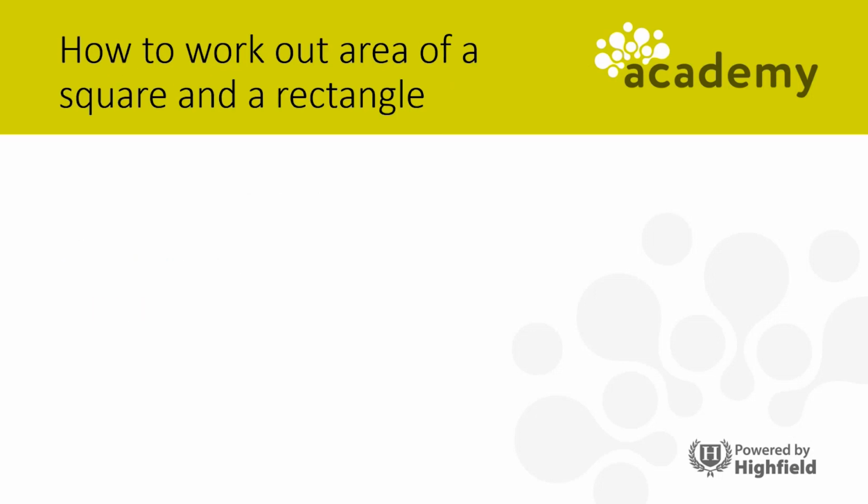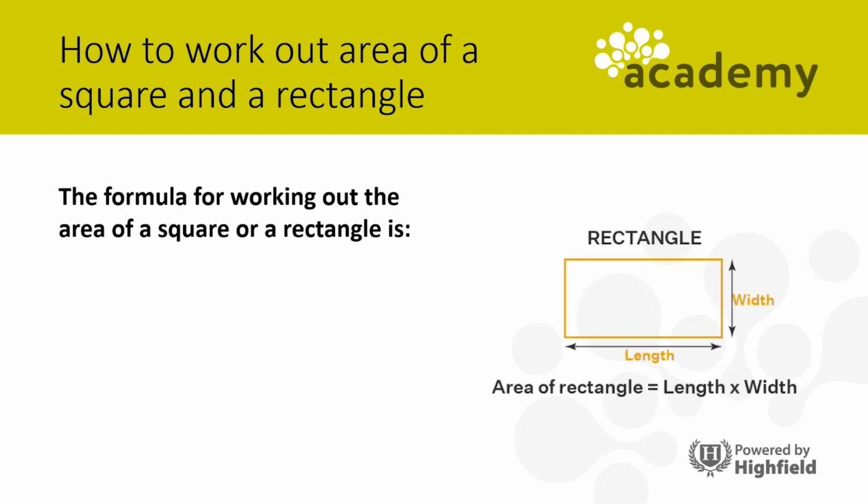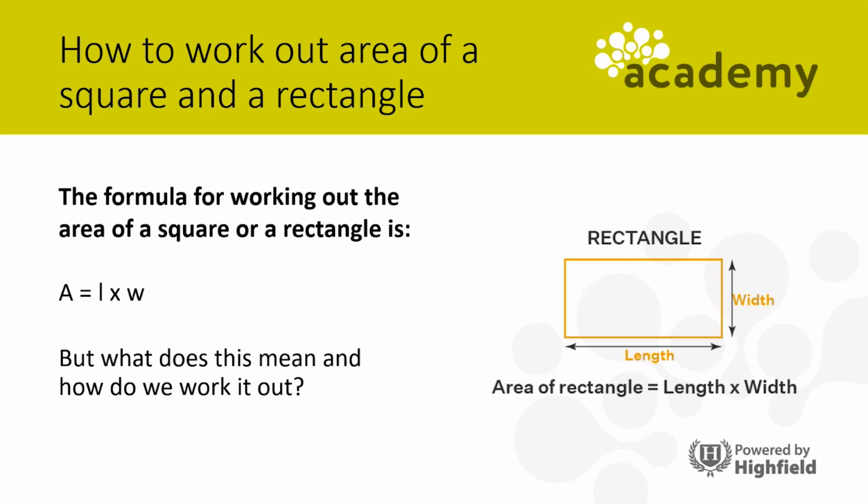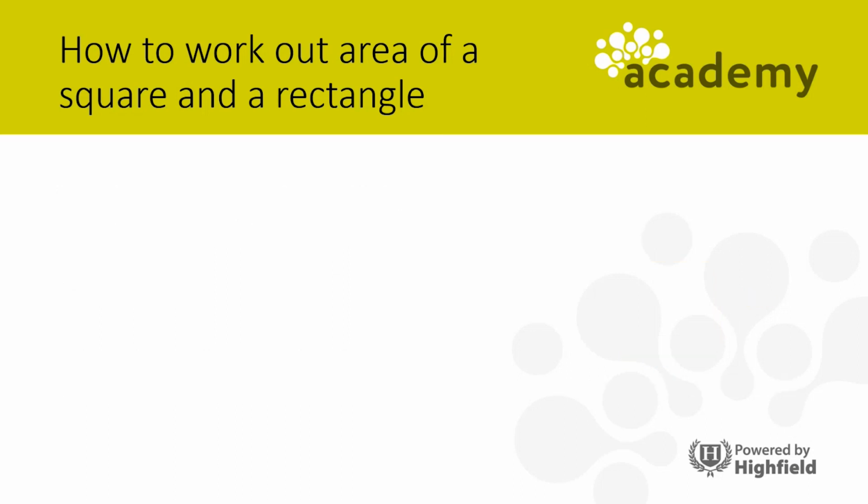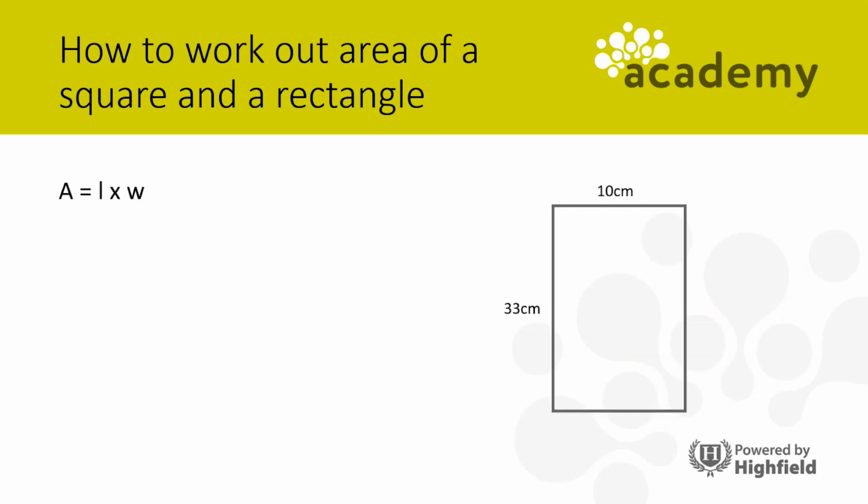So let's look at how to work out the area of a square and a rectangle. The formula for working out the area of a square or a rectangle is A equals L times W. But what does this mean and how will we work it out? Well, the A can be changed to area.